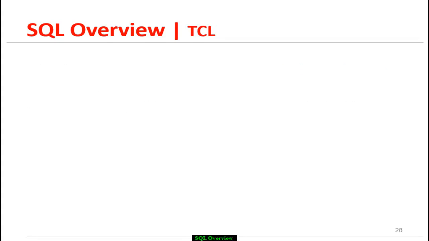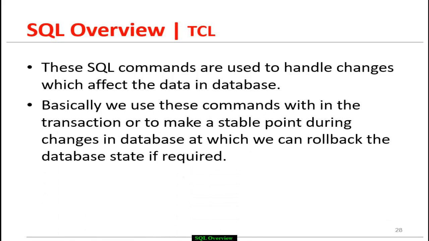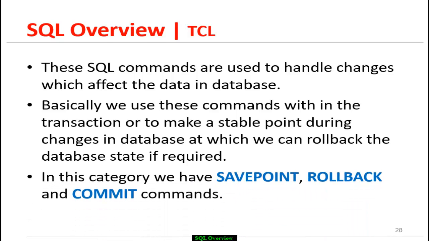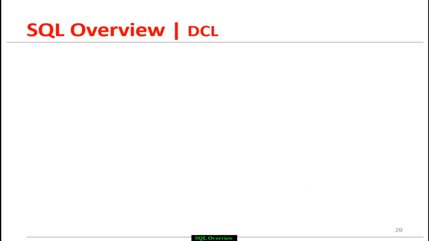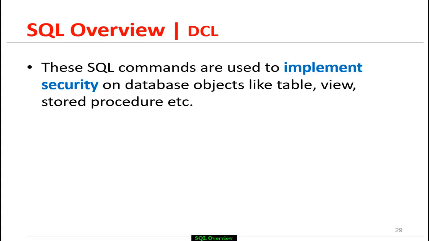Transaction Control Language, TCL, is the fourth category. These SQL commands are used to handle changes which affect the data and database. Basically we use these commands within a transaction or to make a stable point during changes in the database at which we can roll back the database state if required. In this category we have savepoint, rollback and commit commands. Data Control Language, DCL, is the fifth SQL command category. These SQL commands are used to implement security on database objects like table, view, stored procedure, etc. In this category we have grant and revoke commands.